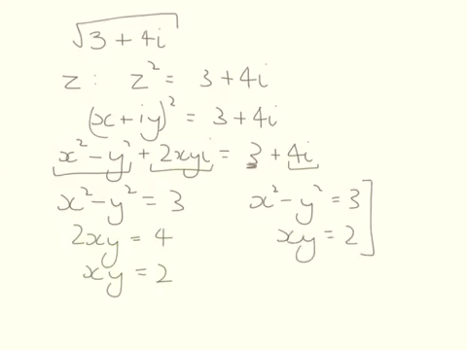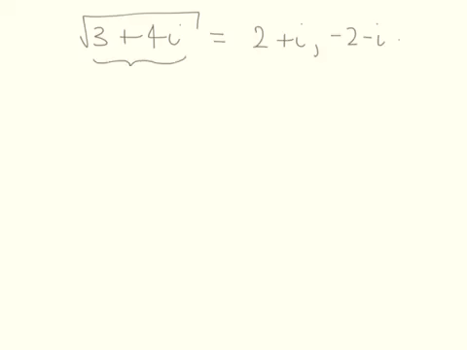So, simultaneous equations. You can either solve that simultaneously, or if you look at them by inspection, you could see that x would have to be 2 and y would have to be 1. But the other thing that also works is x is minus 2 and y equals minus 1. So the solution to the equation, the square root of 3 plus 4i, ends up being 2 plus i and minus 2 minus i.